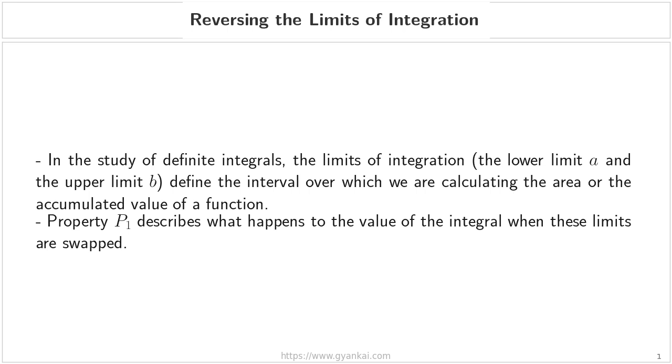We'll be looking at how the sign of the integral changes when we reverse the limits, and we'll build up a solid understanding of why that happens. Okay, so let's begin with slide 1, titled Reversing the Limits of Integration.